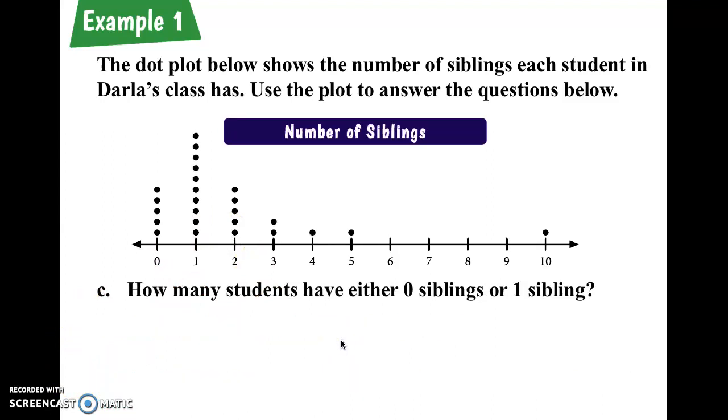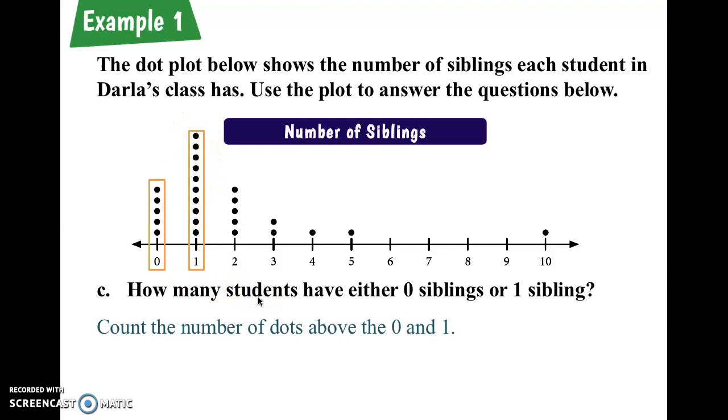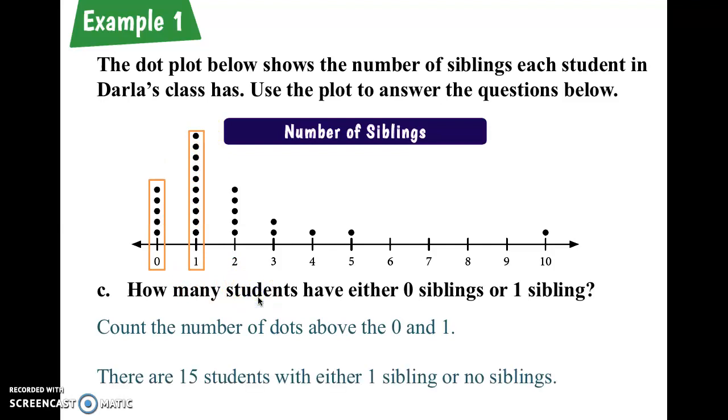So still using the same data, it asks how many students have either 0 siblings or 1 sibling. So we need to look at this end. We have 1, 2, 3, 4, 5 students with no siblings. 1, 2, 3, 4, 5, 6, 7, 8, 9, 10 students with 1 sibling. So we combine those, we would say 15 students have either 1 sibling or no siblings at all.